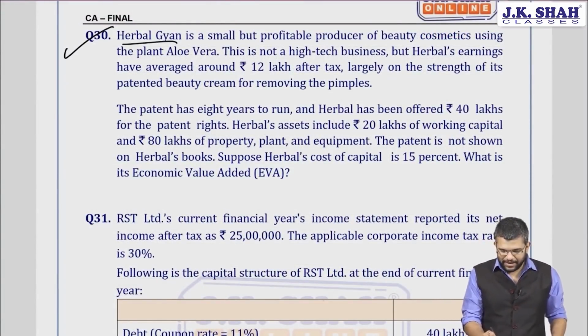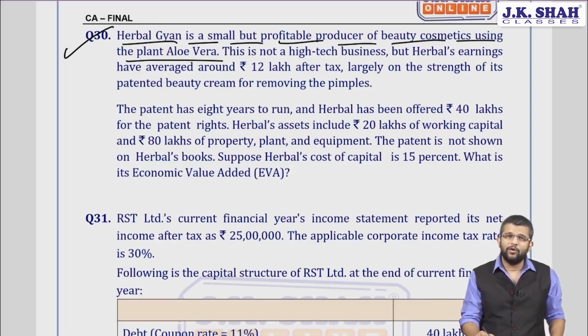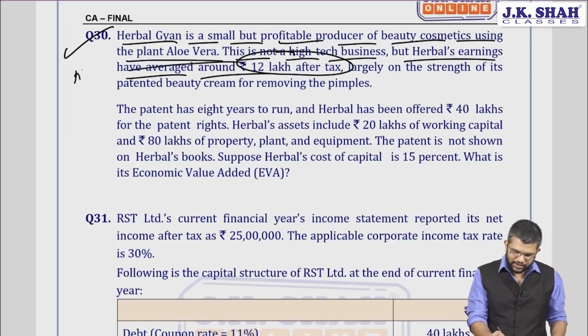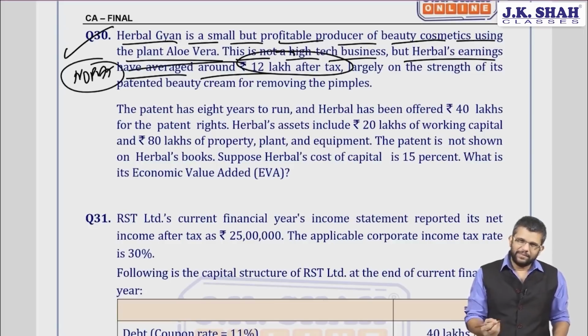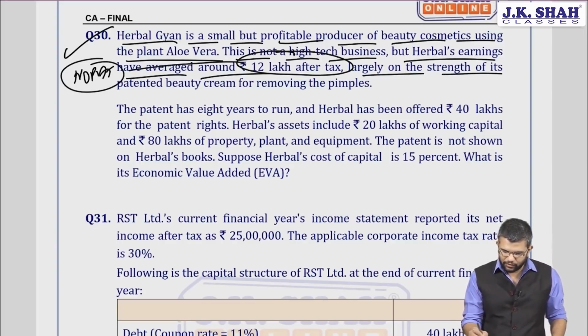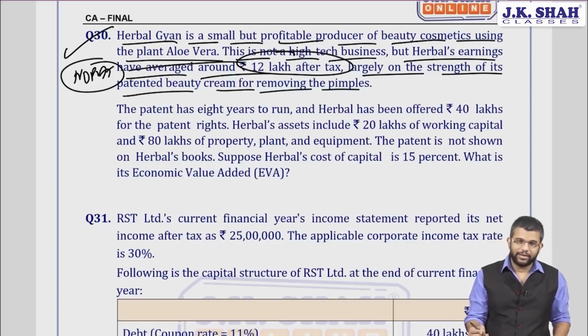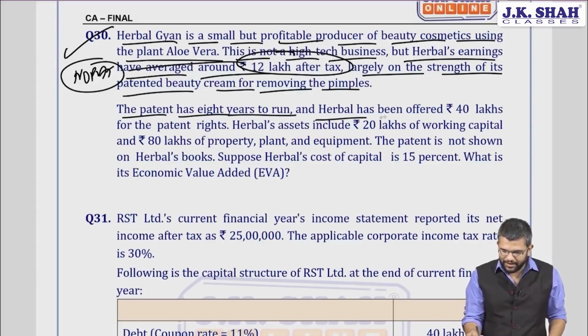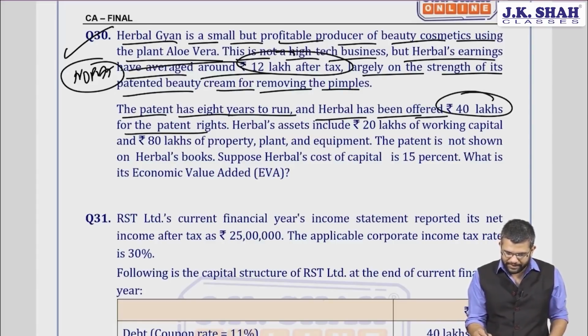Herbal Gyan is a small but profitable producer of beauty cosmetics using the plant aloe vera. This is not a high-tech business, but Herbal's earnings have averaged around 12 lakhs after tax, which we will be taking as NOPAT. Okay, that is EBIT post-tax, largely on the strength of its patented beauty cream for removing the pimples. We'll go ahead. This is ICAI question, not mine. The patent has 8 years to run and Herbal has been offered rupees 40 lakhs for patent rights.